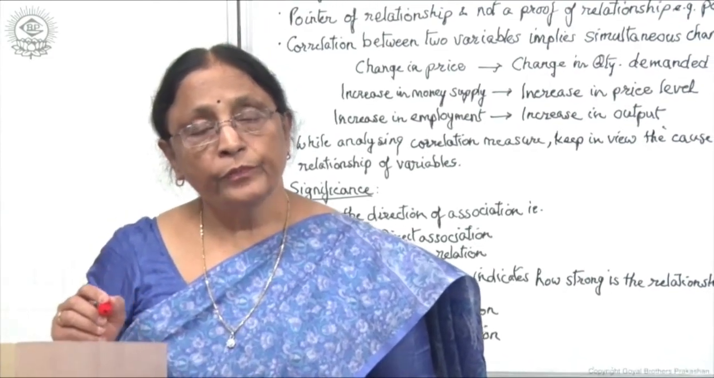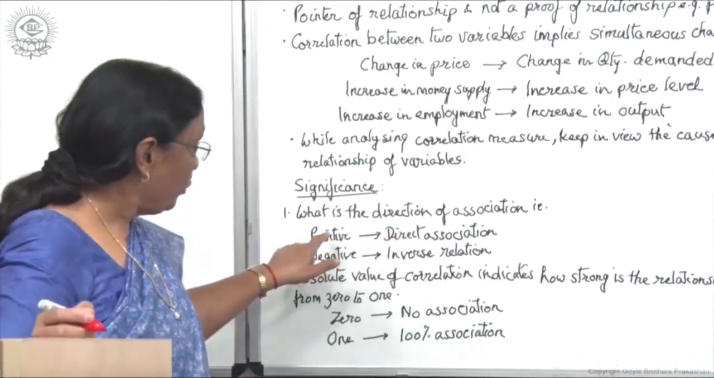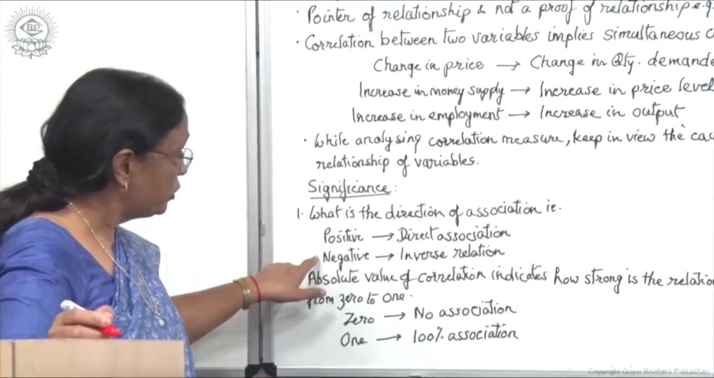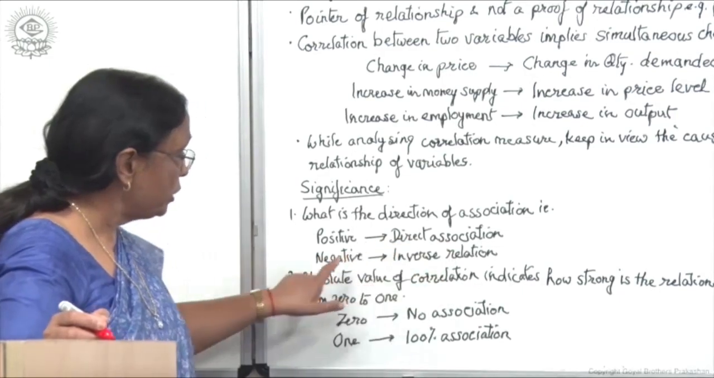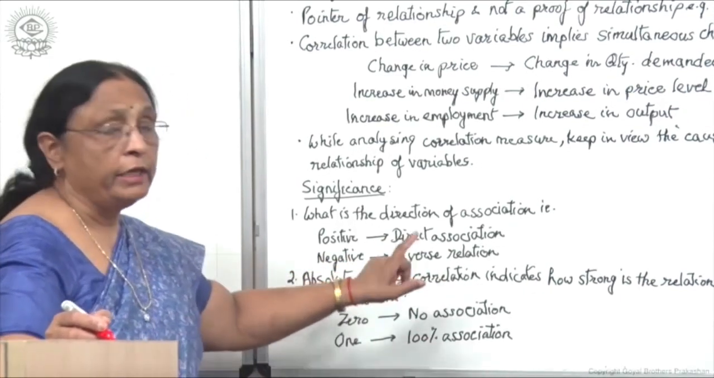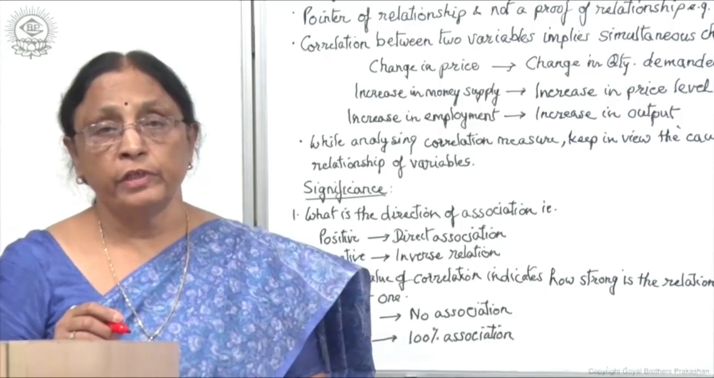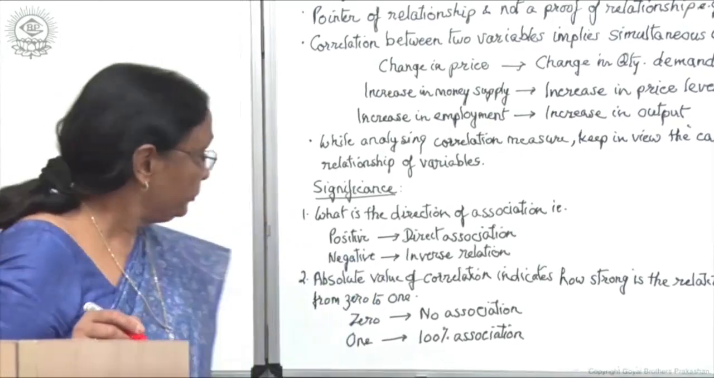So in this way, generally we have two types of relationship, two types of correlation: positive and negative. Positive indicates direct association and negative indicates inverse association or inverse relation, right?